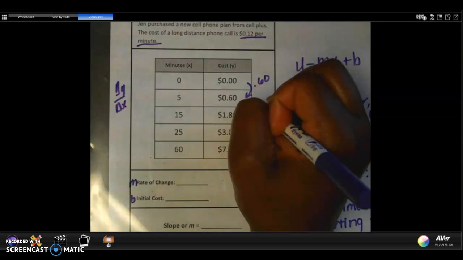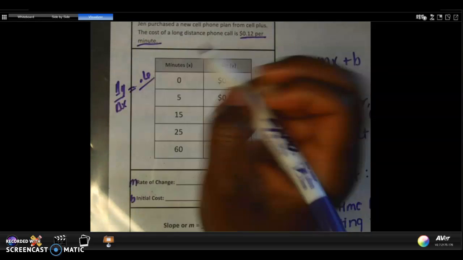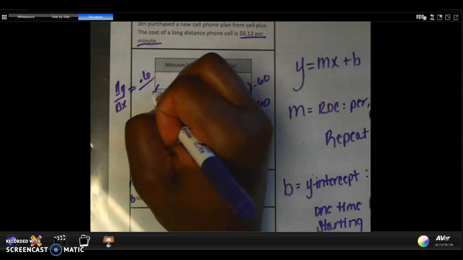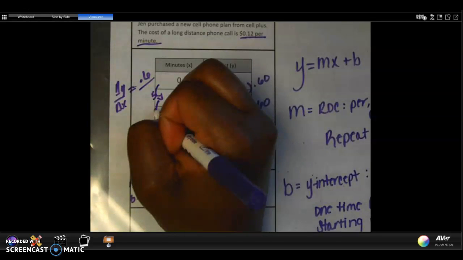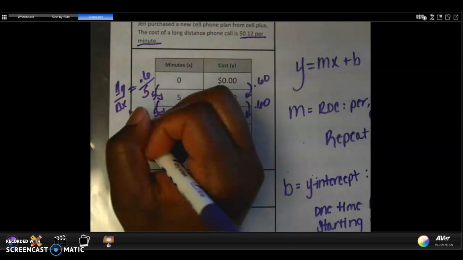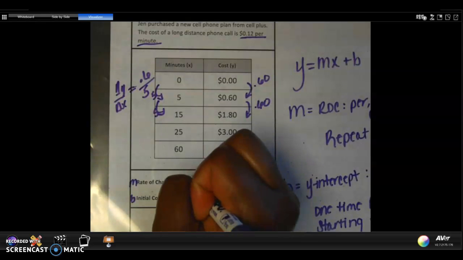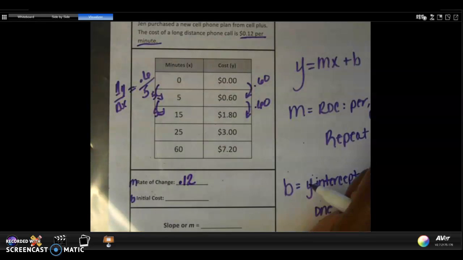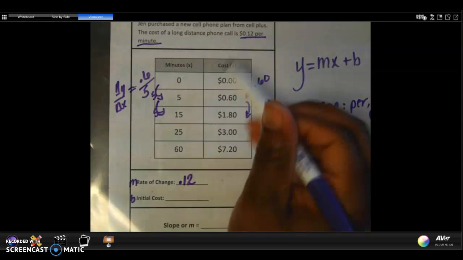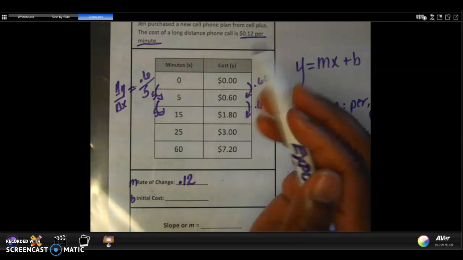okay? So change in y is 0.6. My change in x is 5. So 0.6 over 5 gives me 0.12, okay? So 12 cents, which matches our word problem that says 12 cents per minute.